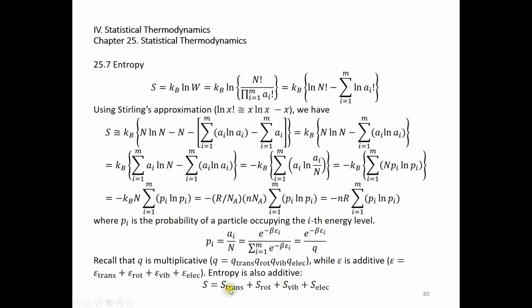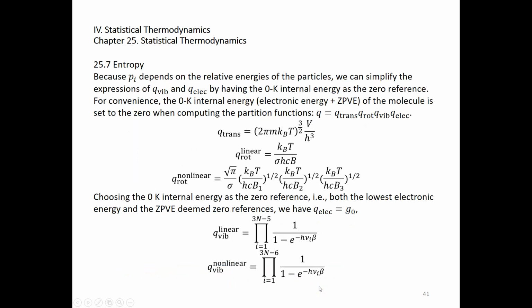In general, the translational entropy is greater than the rotational entropy. The rotational entropy is greater than the vibrational entropy. The vibrational entropy is greater than the electronic entropy.